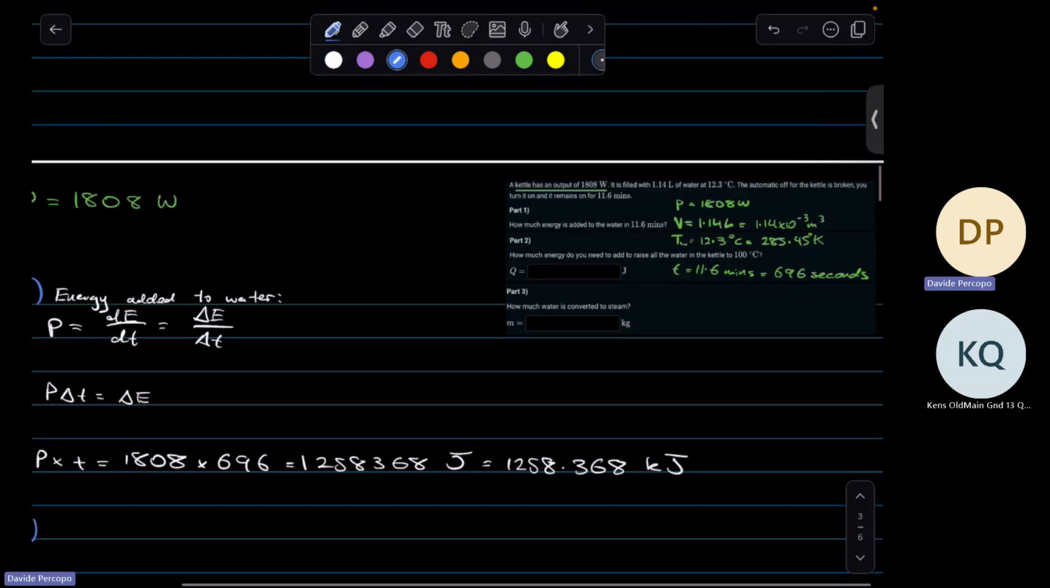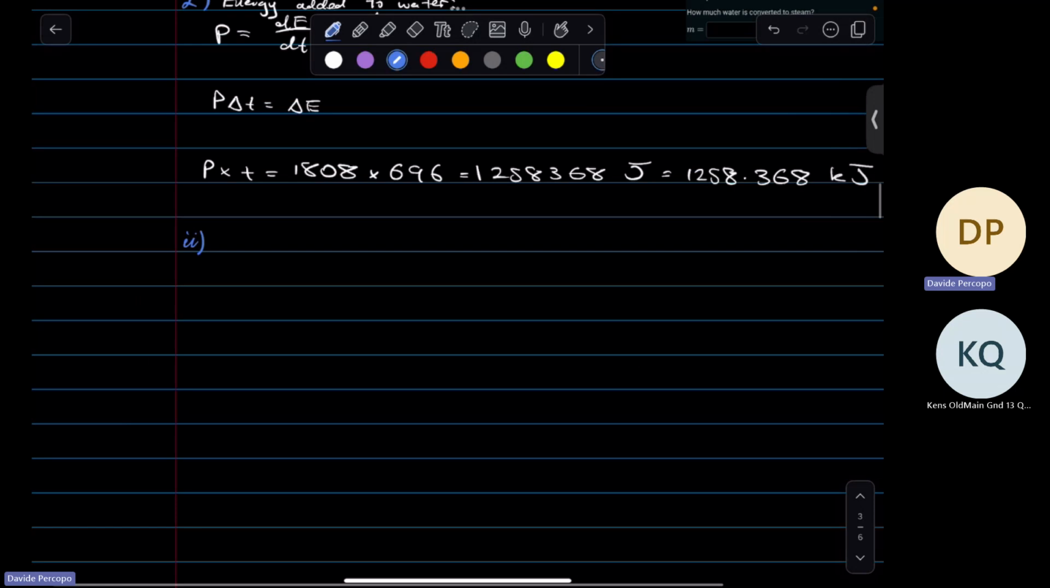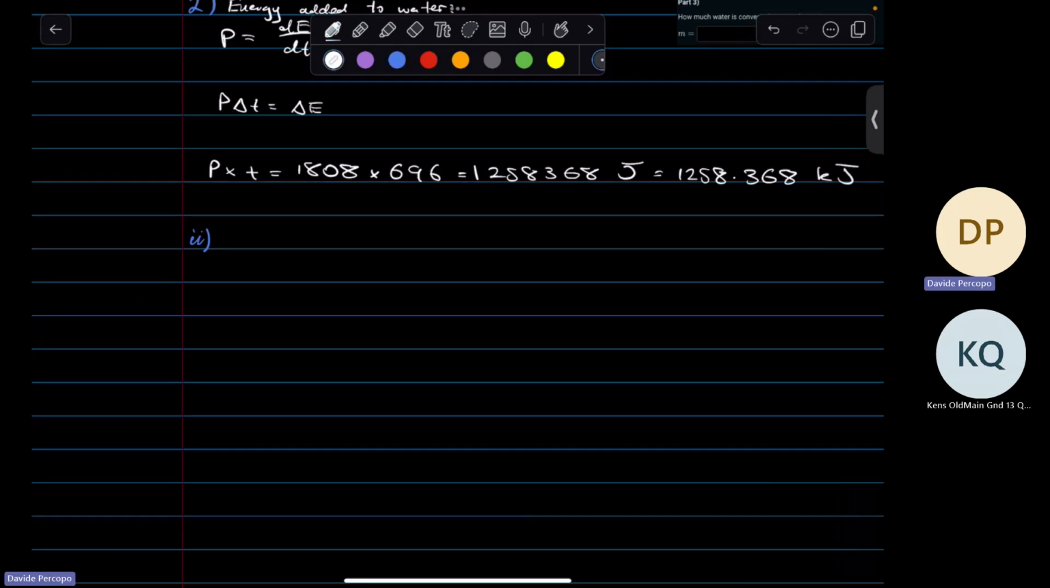Okay, what's the second question? How much energy do you need to raise all the water in the kettle by 100 degrees? When you see adding energy to get a certain temperature in the water, you just think of the specific heat of water, because of mc delta T. Specific heat basically says how easy it is to heat up the water. That's essentially what specific heat is. So the specific heat of water is very high because it's pretty easy to heat up water. Think of boiling pasta or something.